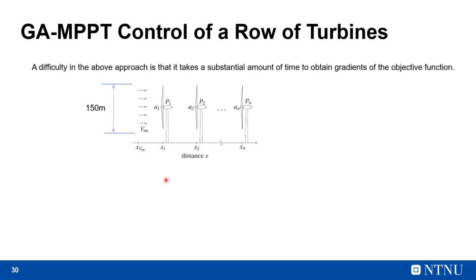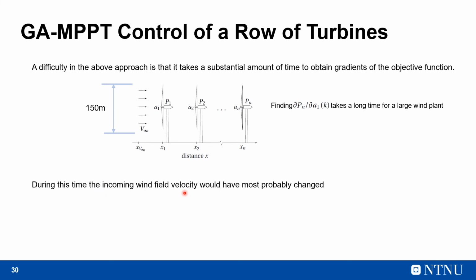That means if we change the axial induction associated with a turbine at an iteration k, because of the large diameter of the turbine blades, which is on average 150 meters, and because each turbine is separated by 6 to 8 turbine diameters, by the time we are able to sense the effect of this control update on the performance of this turbine, a considerable amount of time has elapsed, and during this time the incoming wind field velocity would have most probably changed.